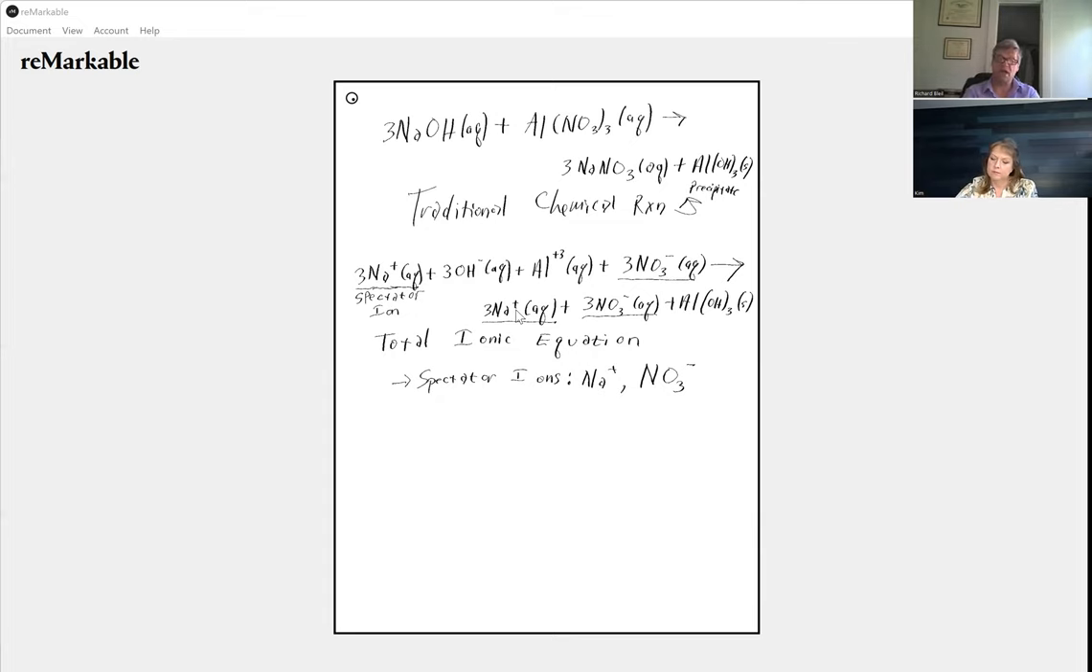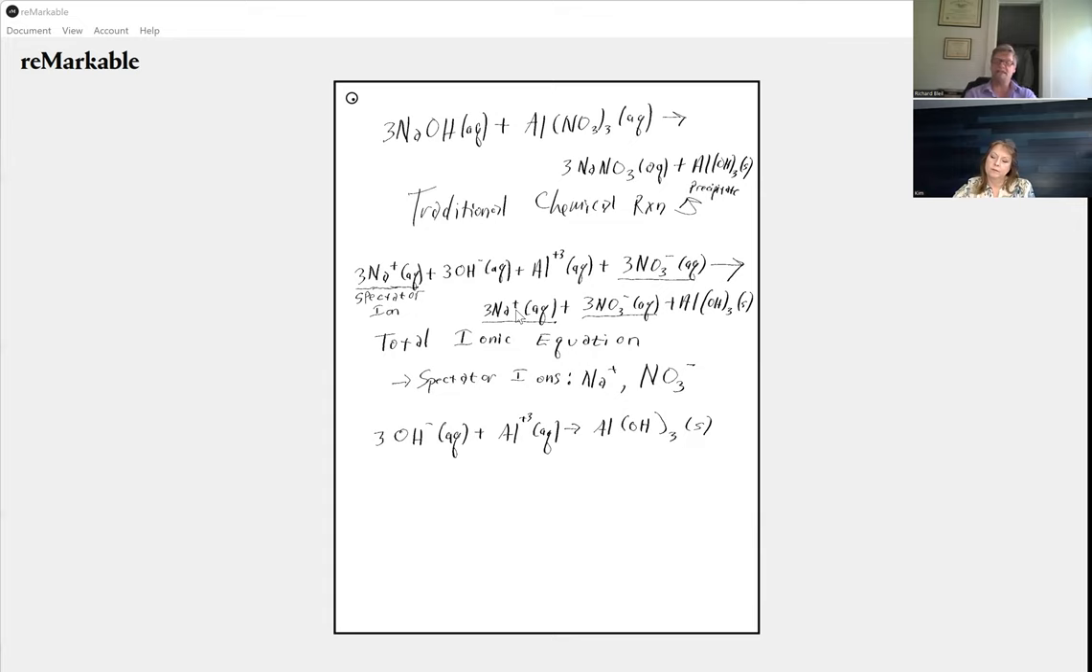If they are spectator ions, do we need to write them in the reaction? I'll give you a hint. No, we don't. They're not doing anything. They're sitting there watching. So what difference does it make? So we can take the spectator ions out and simply write this.